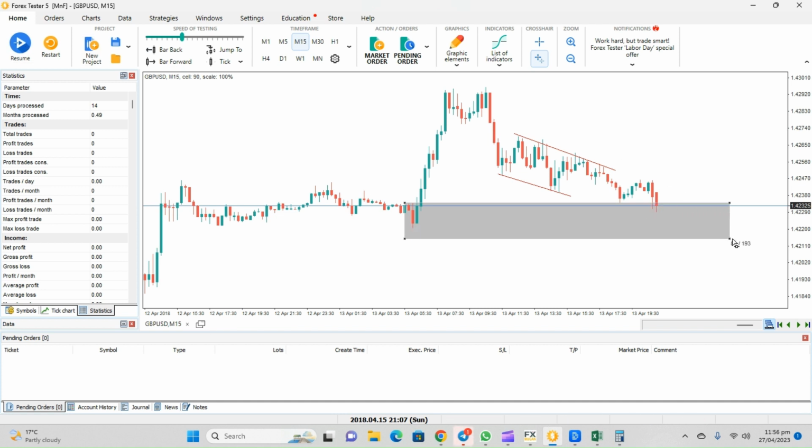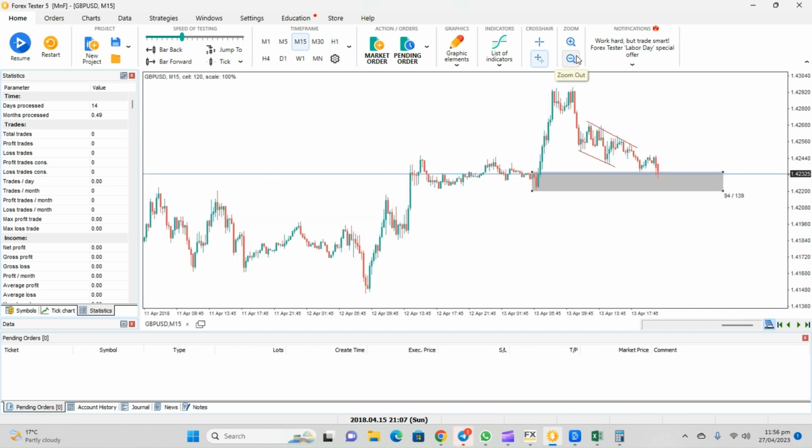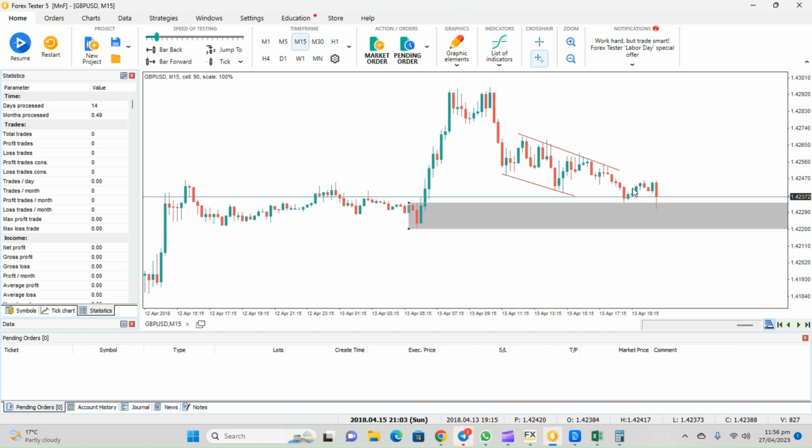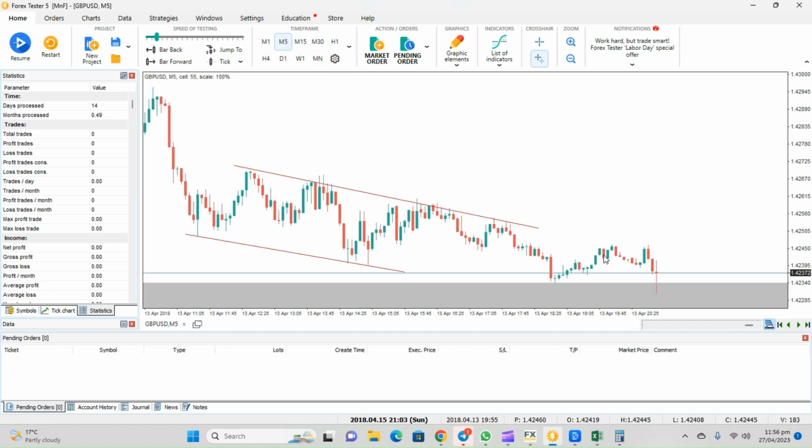That's clean. So we will do this to the upside right here. And then what I want to see is how the market is reacting for that level right there. So you can see that's a nice candle, right? That's a nice rejection right there.